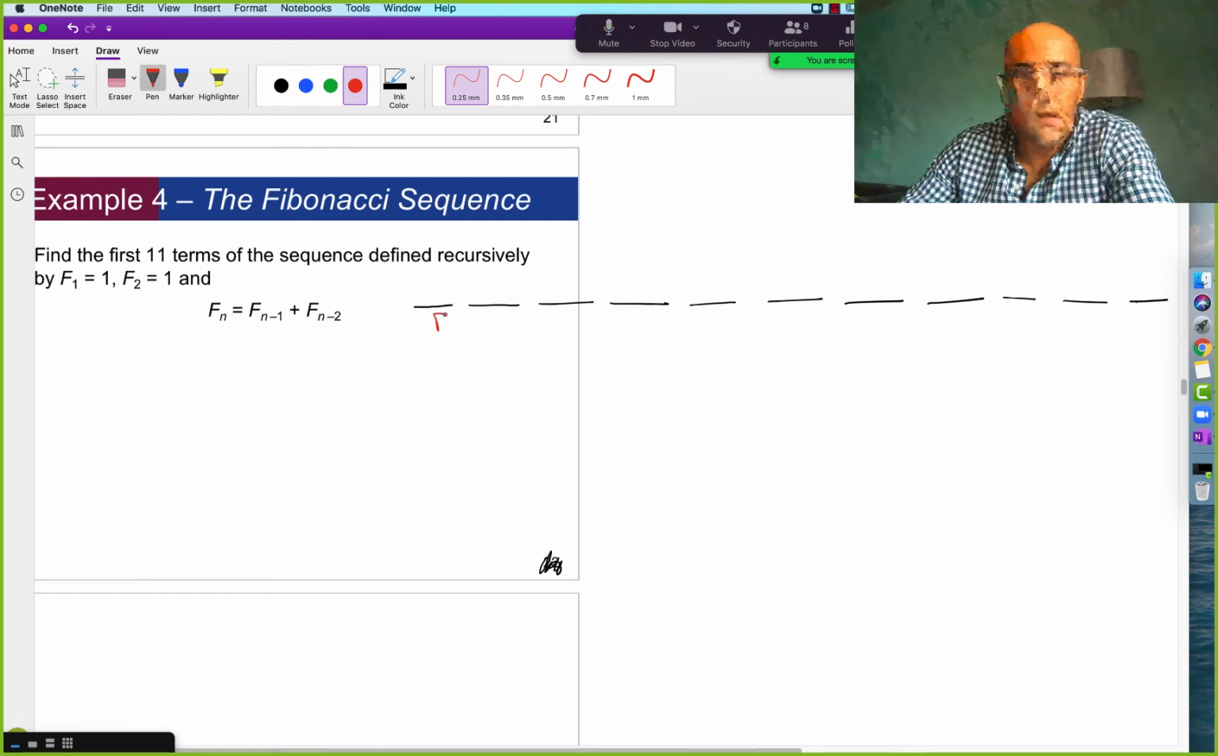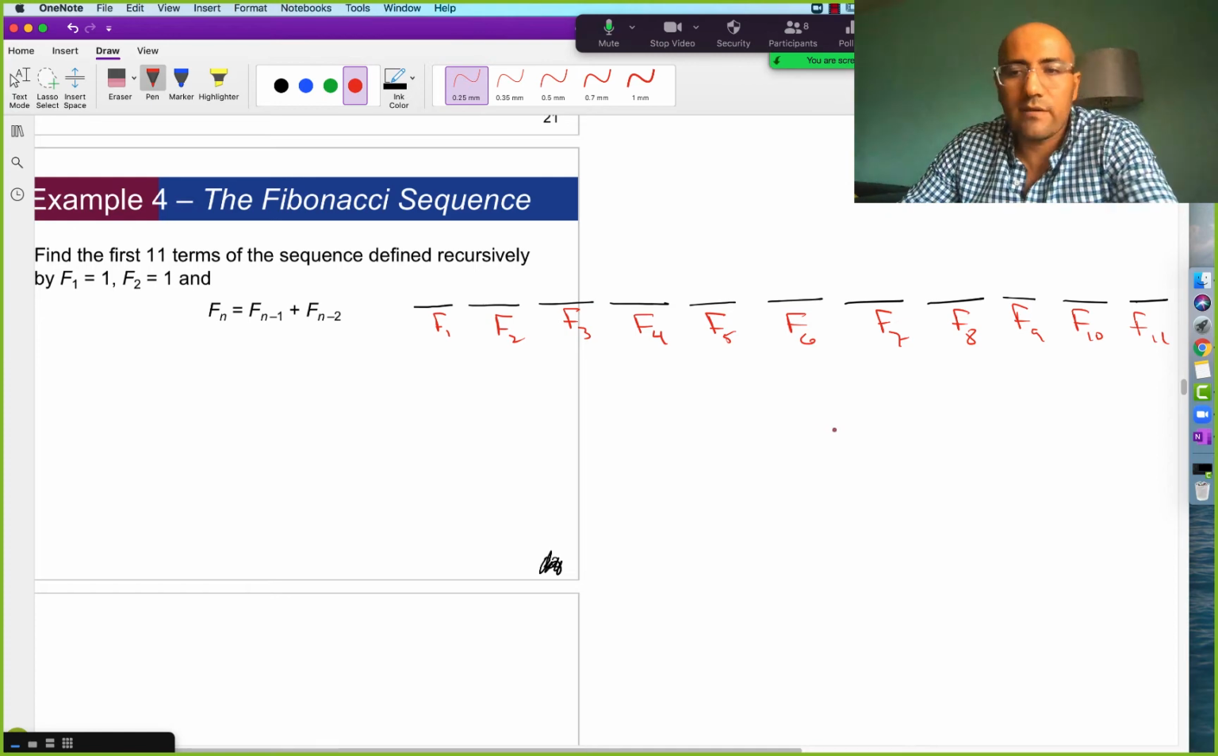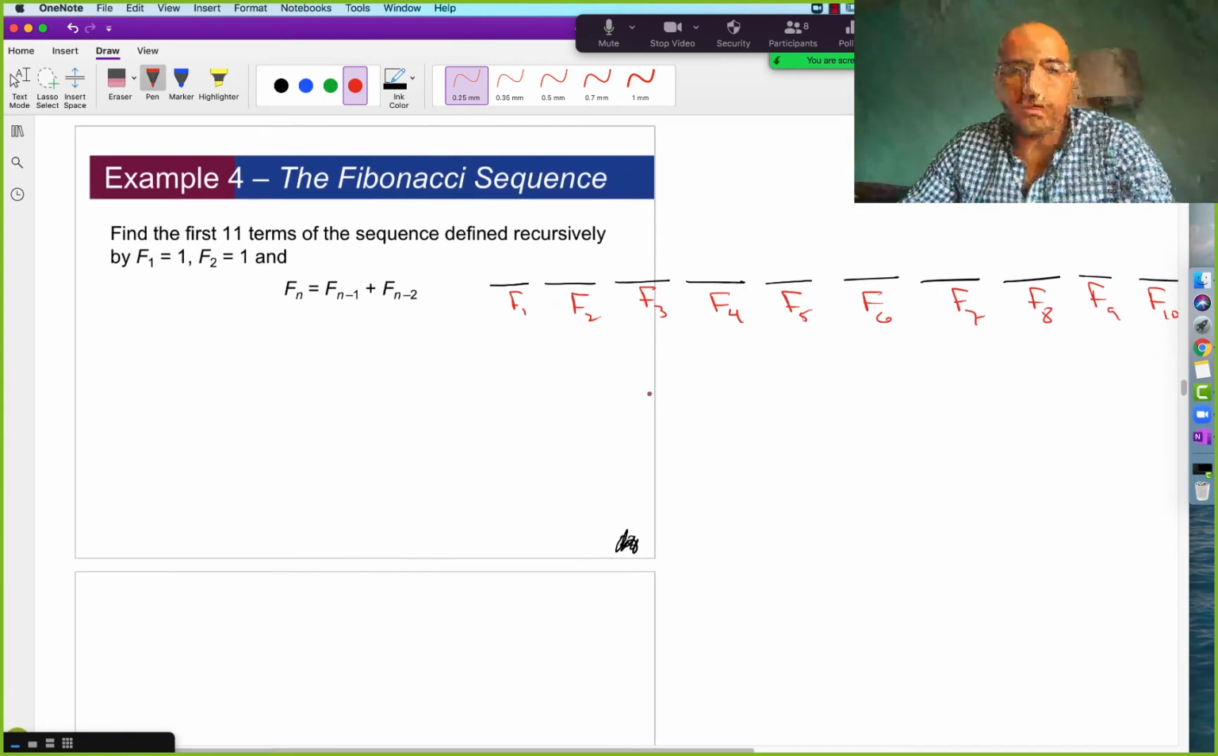Okay, so we have f of 1, the first one on my list, the second one on my list, the third, the fourth, the fifth, the sixth, the seventh, the eighth, the ninth, the 10th, and the 11th one. I won't go out that far because that's a lot of work.